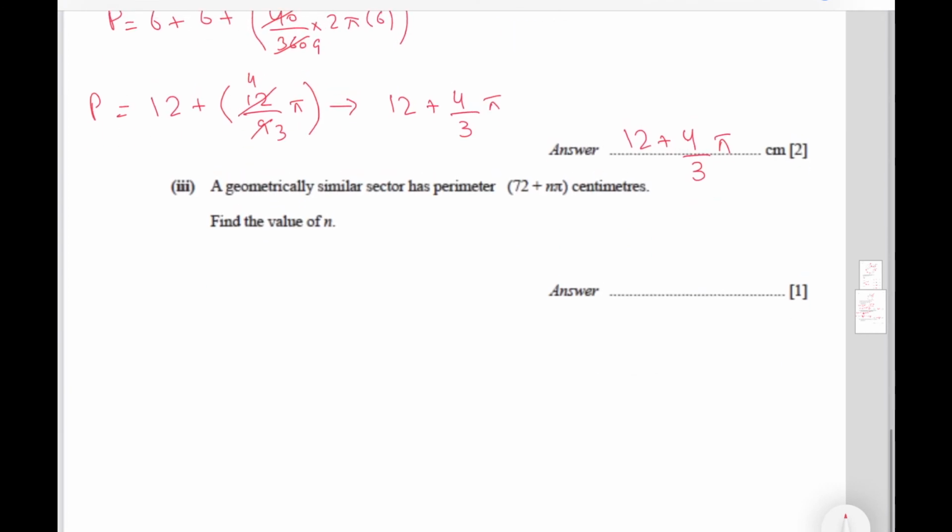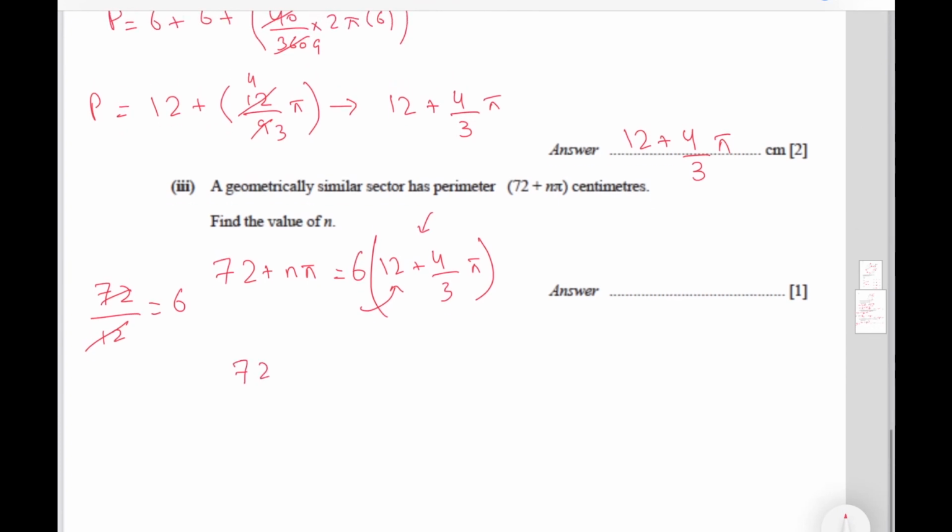The last question says a geometrically similar sector has perimeter 72 plus n pi centimeters. Find the value of n. That means another sector 72 plus n pi is geometrically similar to the one that we have, which is 12 plus 4 over 3 pi. So if you look at this, if they are similar, that means if we multiply 12 with a number to make it 72, instead we can divide 72 by 12. Let's see what we get. 72 divided by 12 gives us 6. So that means this side should be multiplied by 6 in order to get there.